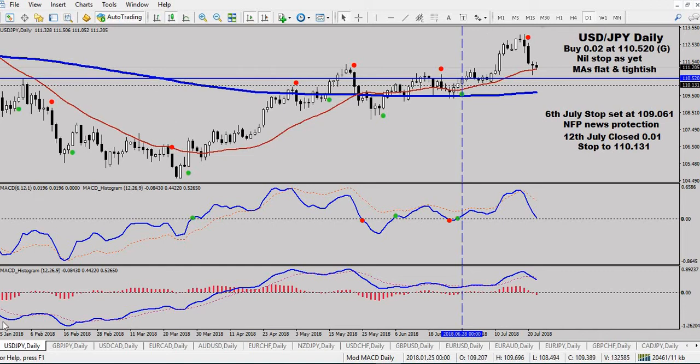What do they do? All right, this is the USD Japanese yen. We're in a buy back here. I've already closed half on the 12th of July.